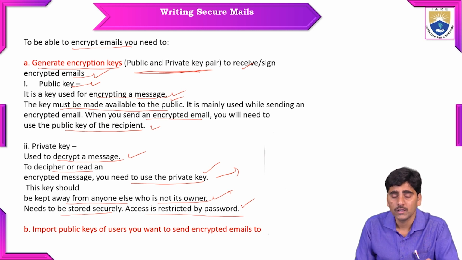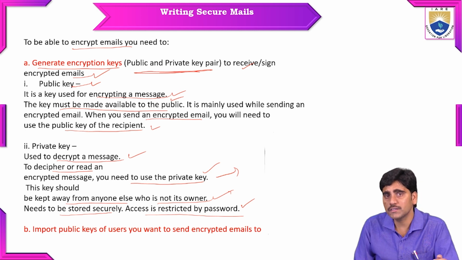So this is the way of generating encryption keys. One is generating the public key, and the second is generating the private key. The public key is for writing encrypted mails, and the private key is for decrypting the mails.